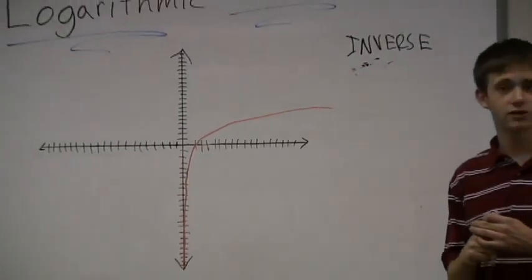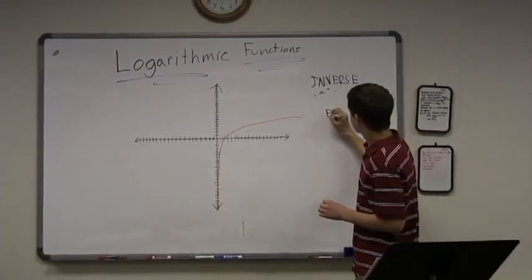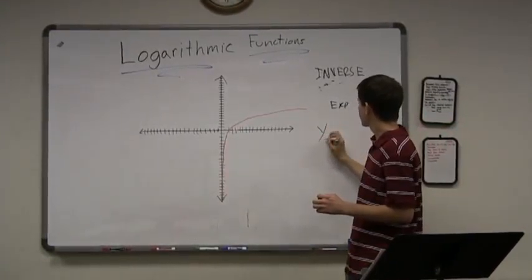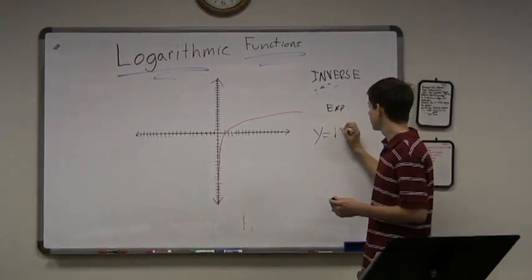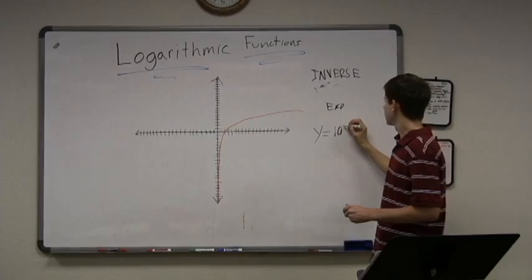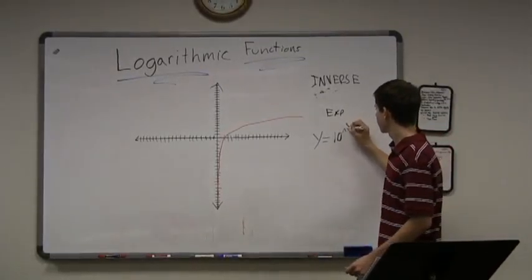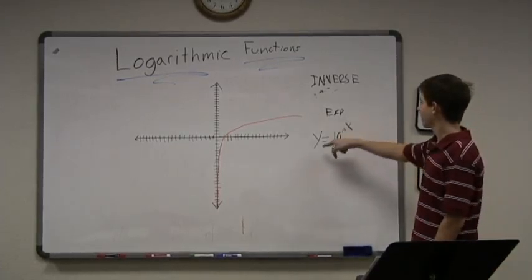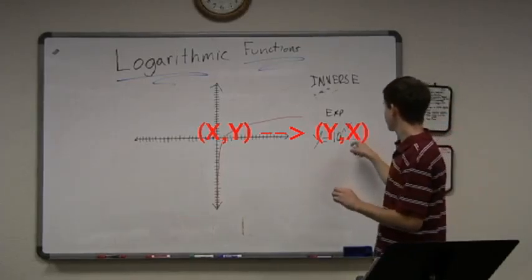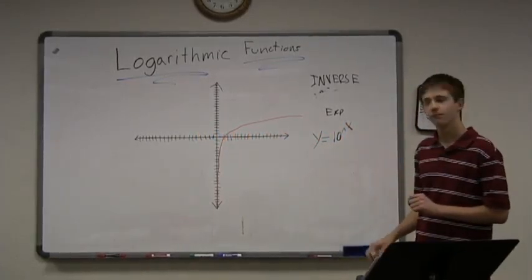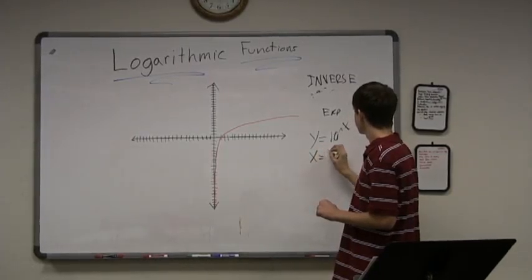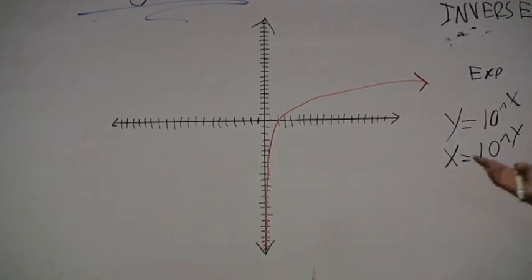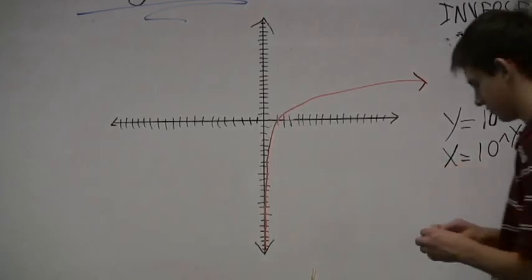of exponential functions. And exponential functions, we know the equation for an exponential function is y is equal to 10, or pretty much any other base, to the x power. And so if it's an inverse, then we will obviously change the x and the y, just switch them around. It's very easy. So if we have y is equal to 10 to the x, then it becomes x is equal to 10 to the y power.